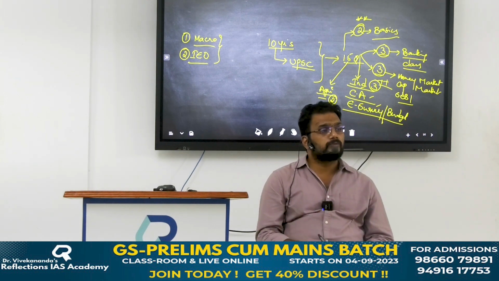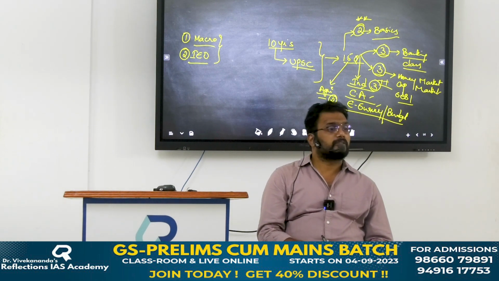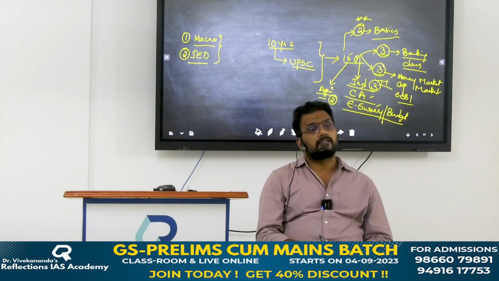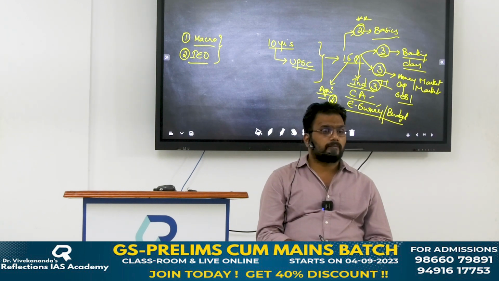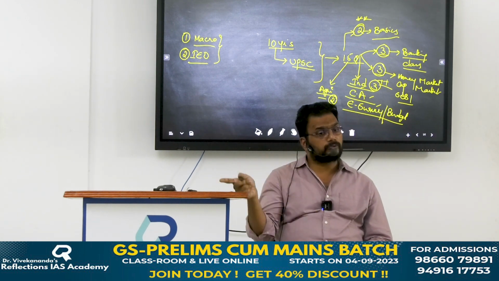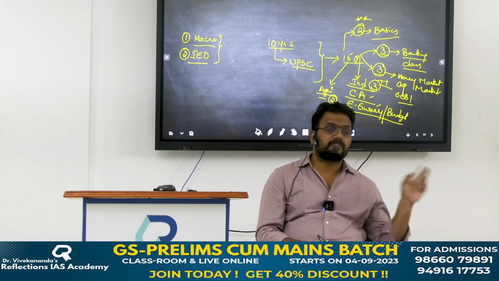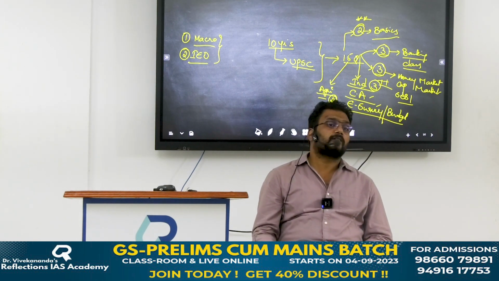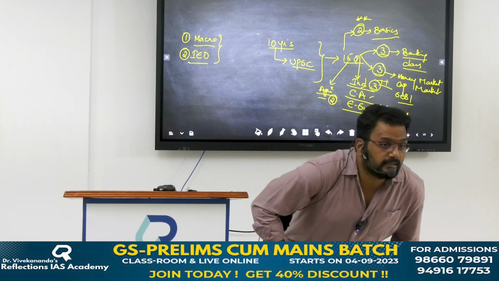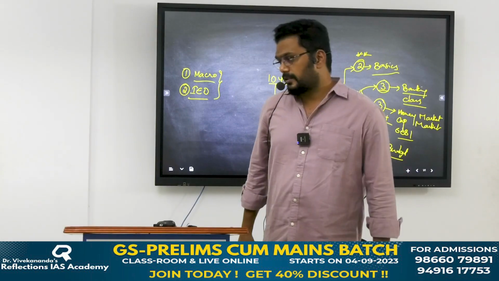What government will do? Government has a policy which is called agricultural price policy. Agricultural price policy means with this policy, government is protecting the producers on one side, consumers on the other side. This policy we call an agricultural price policy.